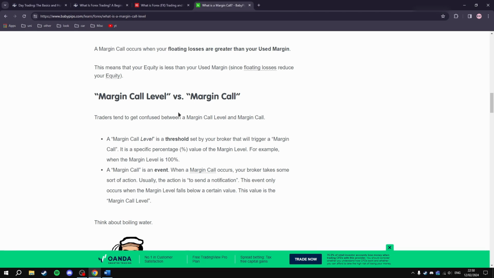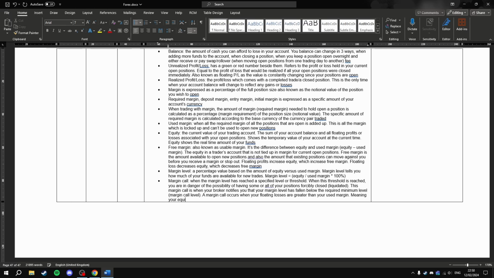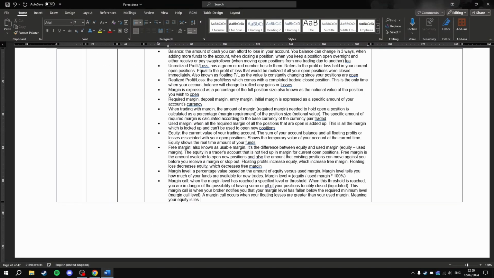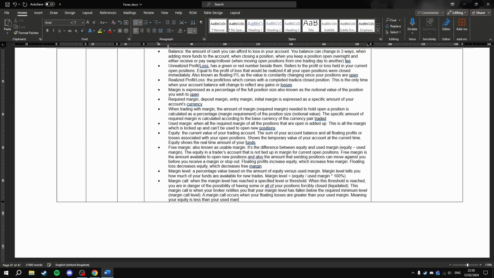This means that your equity is less than your used margin, since floating losses reduce your equity.